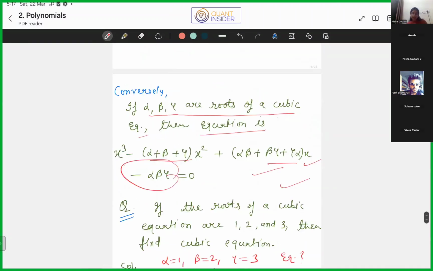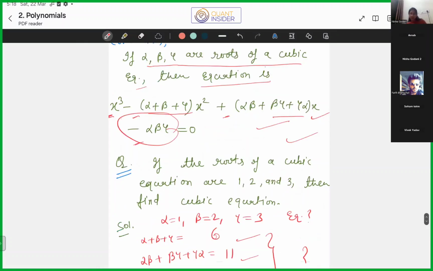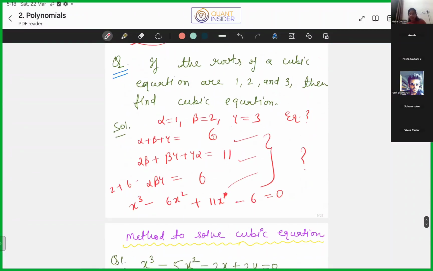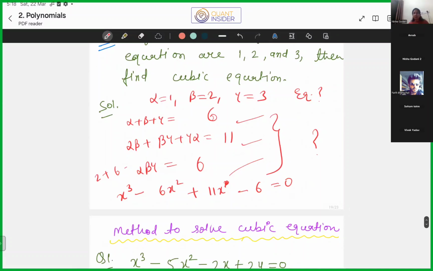It is to be noted that the sign is alternating. The first term is positive, second is negative, then positive, then negative. The sign is alternating, it's changing: plus minus plus minus. Is it okay? Great.